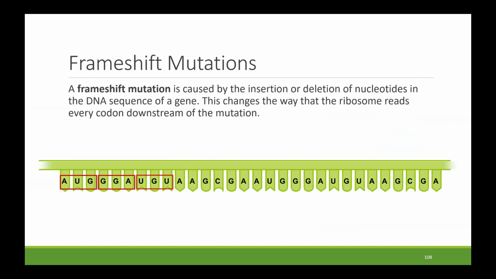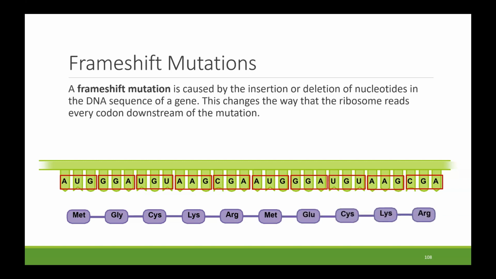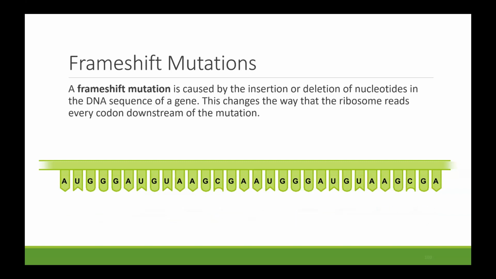So here I have framed each codon in a red box. And then down below, you can see which amino acid each codon is translated into. But let's say one of the letters gets removed from the mRNA molecule.